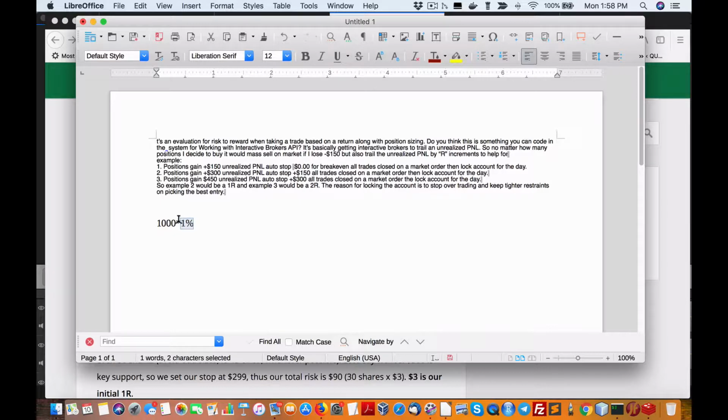What I care about, instead of it being $150 or $300 for the day, a hard dollar amount, is that I view the same goal but on percentage. And when I view it on percentage, it's a much simpler calculation because I don't have to do extra calculating to achieve the same goal. So if I'm moving on a 1%, I stop once my profit for the day hits 1%, and then I do the same thing here where I lock my account for the day because I met that goal. It prevents the exact same thing here, stops the over trading and keeps tighter restraints on picking the best entry.